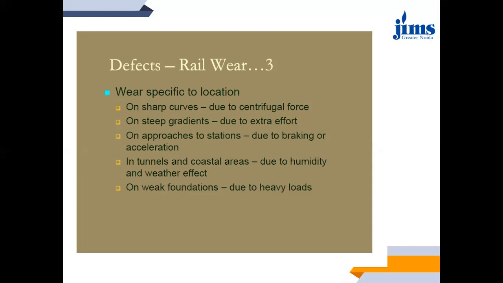Then on the approaches to stations, why? Because at that time either braking is there or acceleration is there. When you approach a station, the most common operation of a locomotive or the wagons, together the rolling stock, is braking action. And whenever you leave the station, that is the end of the station, it will be what? It will be the acceleration. So due to this braking and acceleration on the approaches to the station, the rail wears can arise frequently.